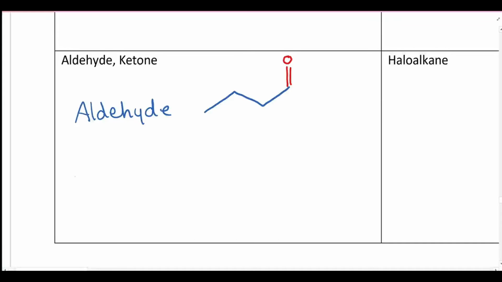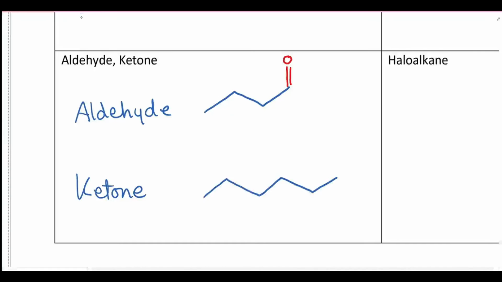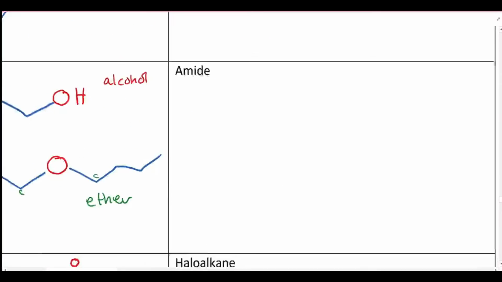And a ketone is when instead of having a hydrogen, we're going to have a carbon molecule attached to it instead. So a ketone would look something like this, for example. There. So aldehyde and then ketone. And again, the difference between them is that in an aldehyde, the carbon is bonded to hydrogen, but in a ketone, it's bonded to another carbon molecule. Okay, let's move on all the way to the top.